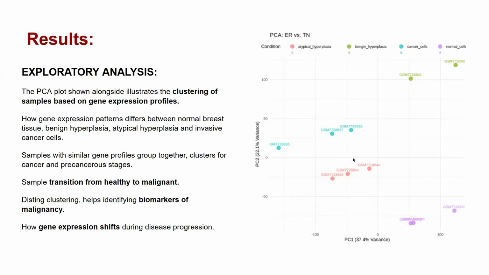Here, clustering means that the cells or their functions are closely related, not overlapping each other, but significantly related to each other. Or we can say here that atypical hyperplasia can be a transition from healthy to malignant stage of cancer. Here, this clustering helps identify biomarkers of malignancy, which can be used for further cancer analysis.